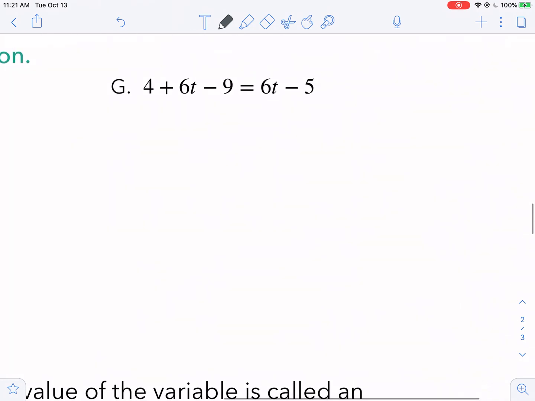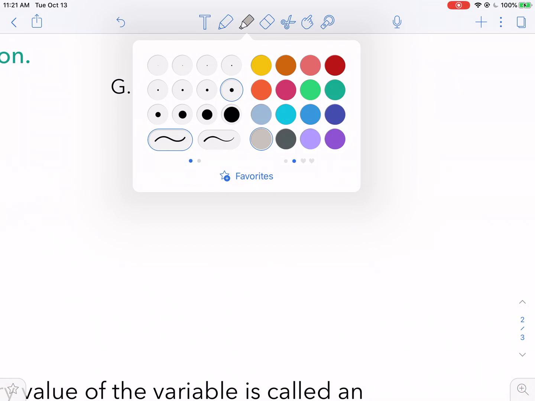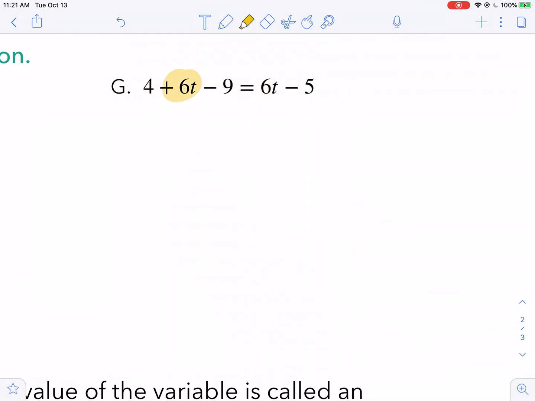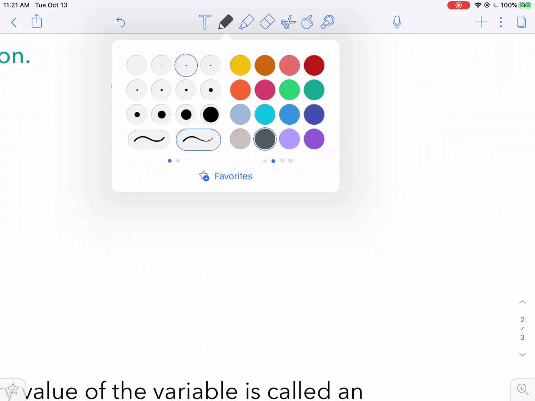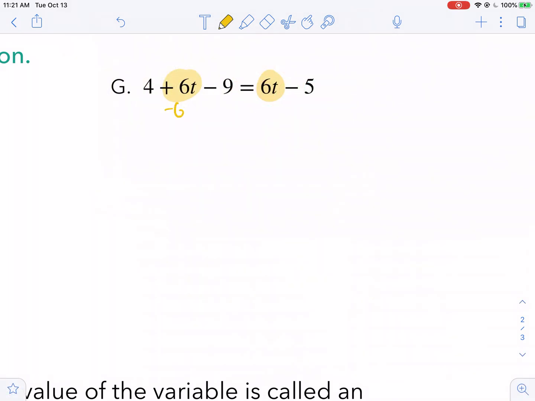What about here? Here, let's see, we've got our t's over here. We've got plus 16 over there, so I'm going to minus 6t from both sides. Okay, that leaves us with 4 minus 9 equals negative 5, and then we can clean that up. 4 minus 9 is negative 5. Negative 5 equals negative 5.